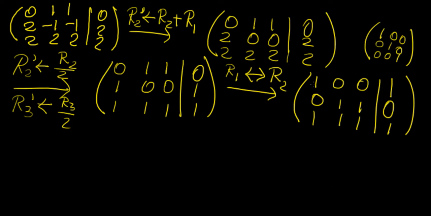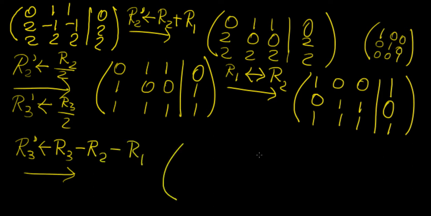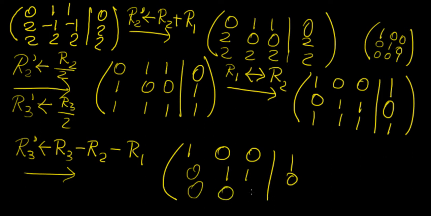Ideally, we want to have leading ones corresponding to the row number and the column number, but that's not always possible. So in this case, I'm just going to do the following. Let's have row 3 become row 3 minus row 2 minus row 1. So in the end, we're going to end up with a matrix looking like this. So we have 1, 0, 1, 1, 0. And then we're going to have 3 zeros here and then 0 here.